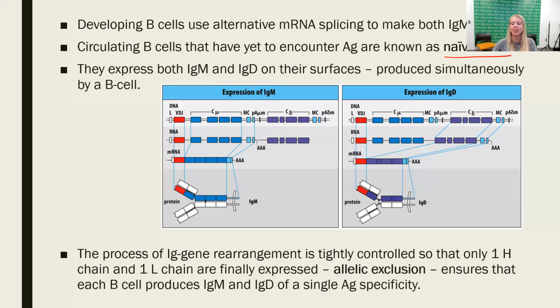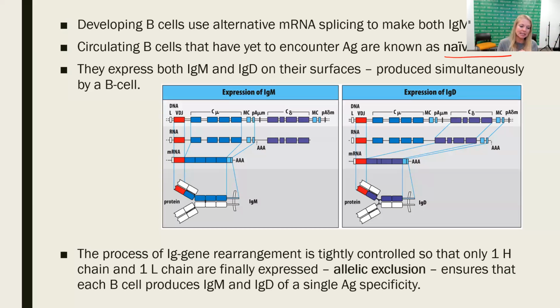Naive B cells. That means that they have immunoglobulin on their surface, but they have never been exposed to their specific antigen. So they're naive. They will have both IgM and IgD on their surface because of this alternative mRNA splicing. The transcript has been made, but then it's going to be altered and altered and altered to make either IgM or IgD constant regions because of the splicing events.